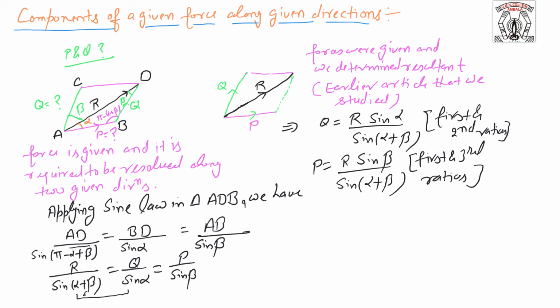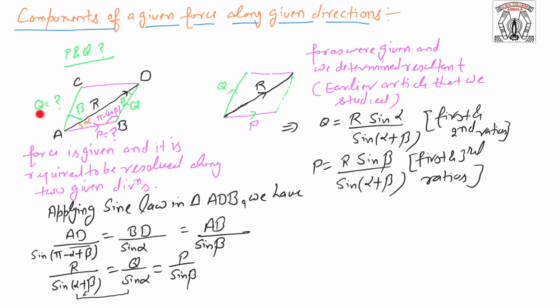Okay, and how will you commit it to memory? Like, we have to determine P. Look, here is P; the angle the resultant makes with P is alpha and with the other force is beta. So when we have to determine component P, we will write R sine of the other angle. The primary angle is alpha, that this force is making with R, the other is beta. So R sine beta, divided by sine of the sum of the angles, alpha plus beta.